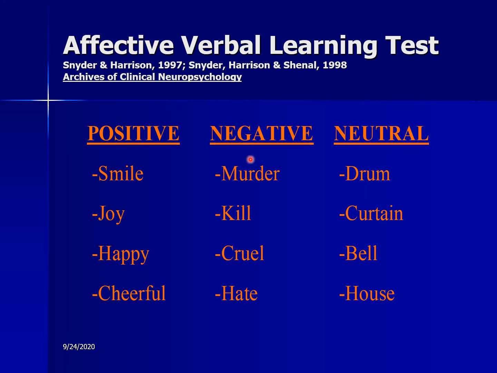Let's do this one now. Please read out loud: murder, kill, cruel, hate. We just had significant changes with elevation of your sympathetic drive, increased heart rate, blood pressure, and sweating. And if we use neutral words, again, we lower blood pressure and heart rate, but not as much as if they're slightly positive. Okay, so these are different word lists with different affective valences.